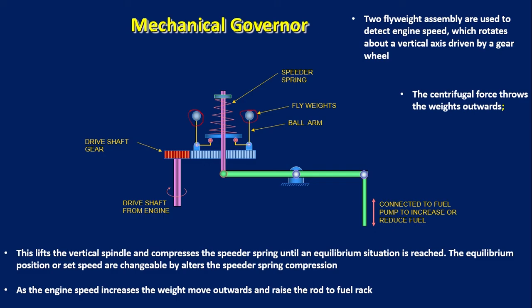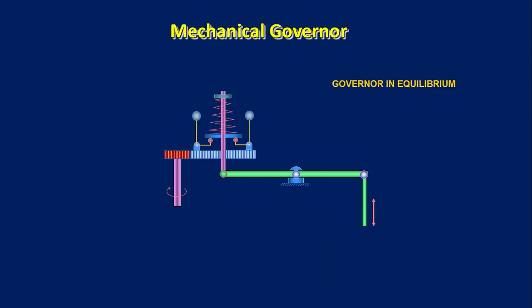So from the further slide we can see this is the governor equilibrium position. Here the two flyweights are in vertical position and the fuel rack is also in stable condition, and this is the driving gear which is connected to the governor, and this maintains the governor speed with the engine speed.